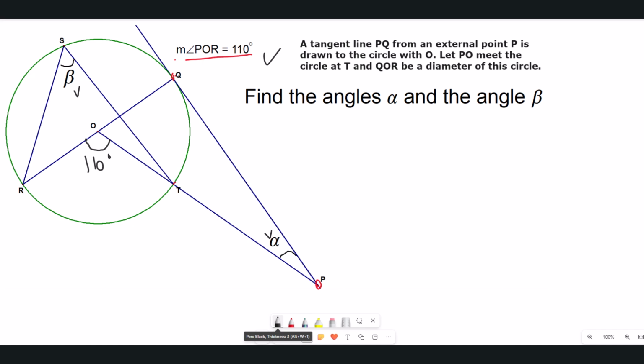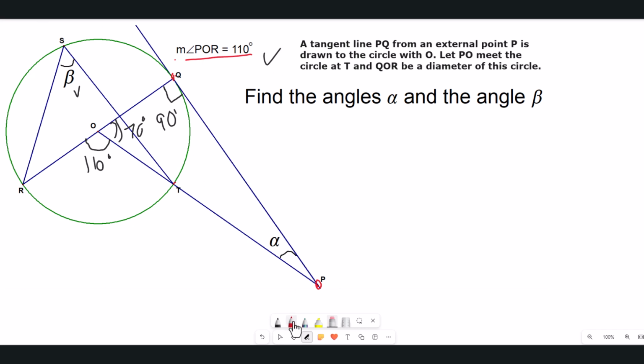Alpha would be easy. Why? Because you can notice this. Here we have a radial line meeting the tangent line. So this angle is going to be how much? That angle is going to be 90 degrees, right? And here, this angle is going to be how many? 70 degrees. So alpha will be, and let me erase this here because I just messed up.